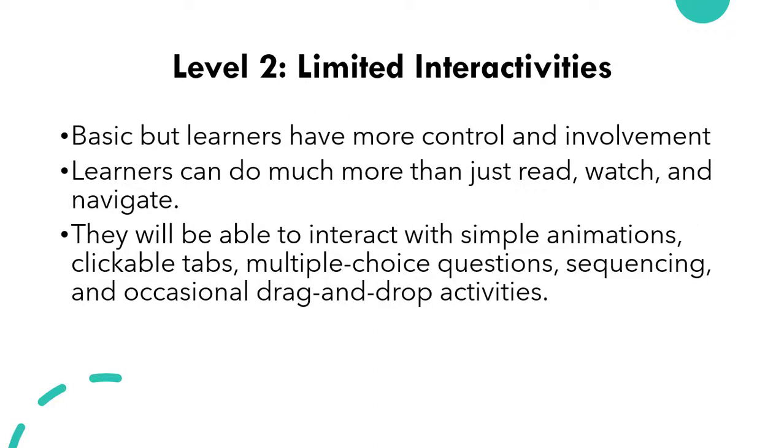Let's now move on to the second level of interactivities. The second level of interactivity is again basic, but learners have more control and involvement than the first level of interactivities, which is passive interactivities. This means that learners can do much more than just read, watch, or navigate, and they will be able to interact with simple animations, clickable tabs, multiple choice questions, sequencing, and occasional drag and drop activities.